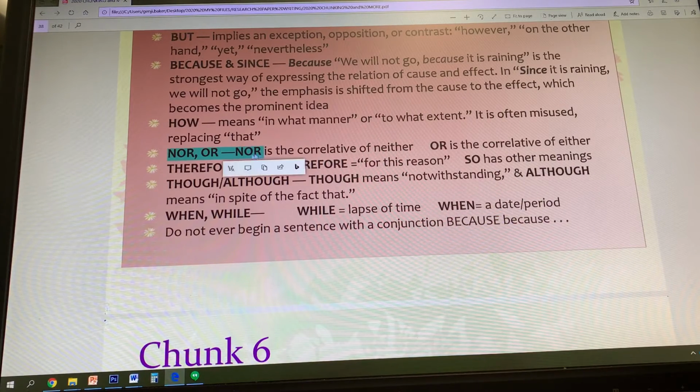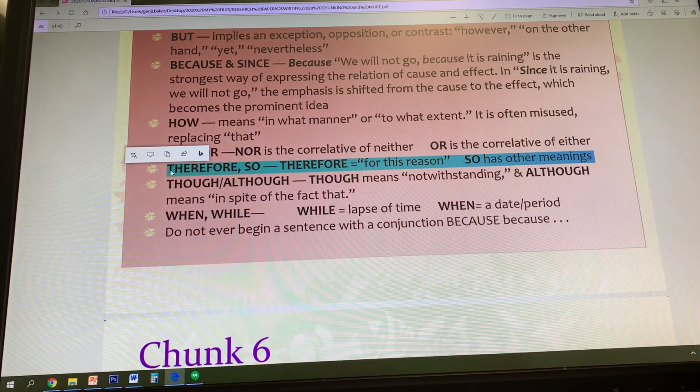Nor is part of or. So this or that, neither this nor that. So you have either or, neither nor. We went over that in the grammar. Therefore means for this reason. Therefore so is therefore this, so that.